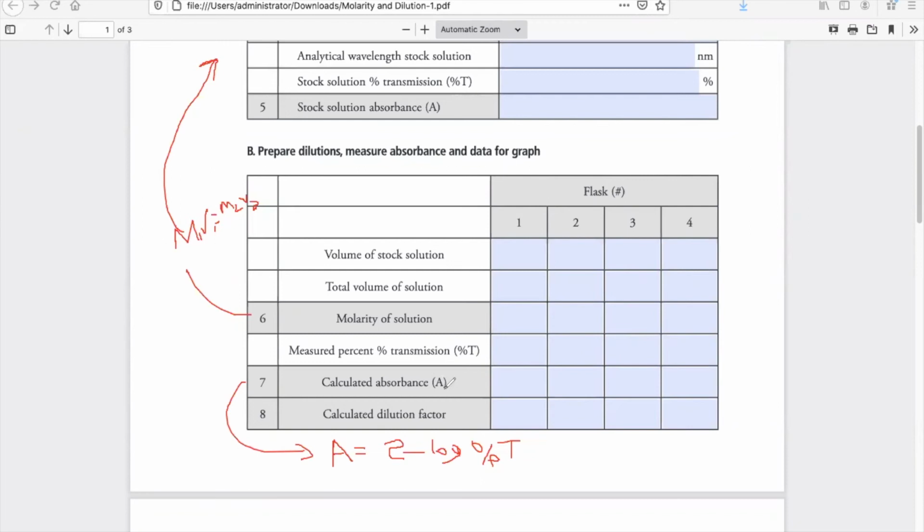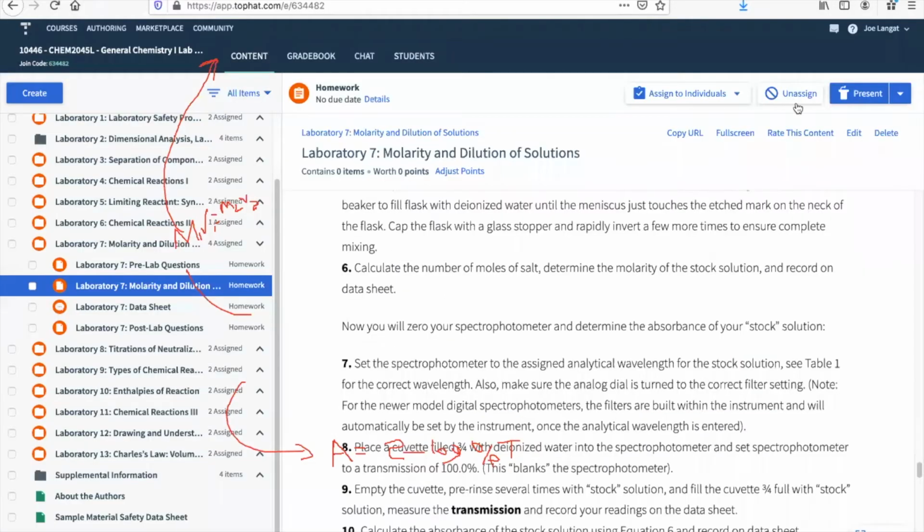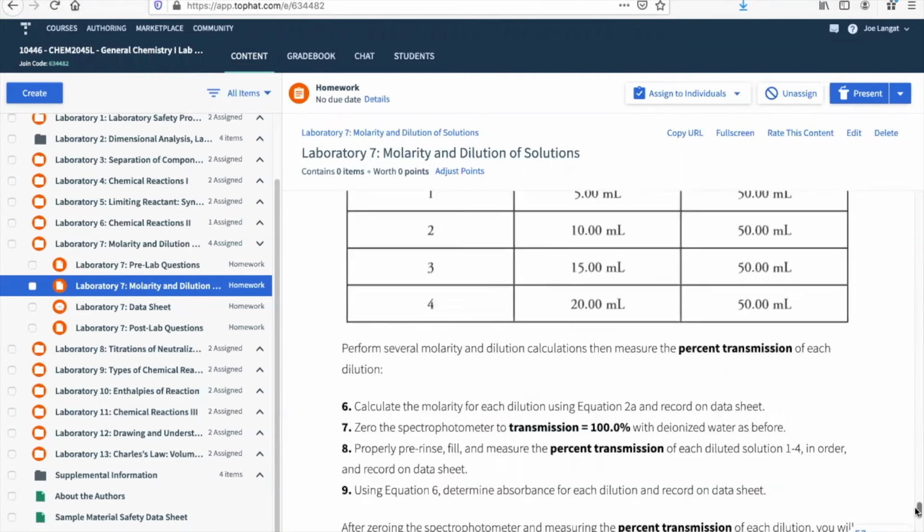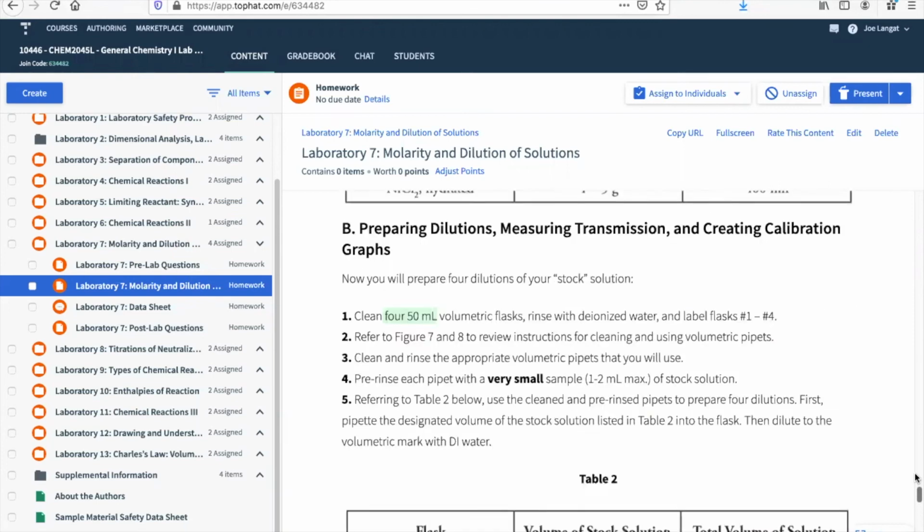Absorbance. You are calculating the absorbance. Now, for the dilution factor, it's assumed that you have read the background. I'll clear everything here so that I can walk you through how you're going to calculate the dilution factor. You need to read, come here, there is a dilution.